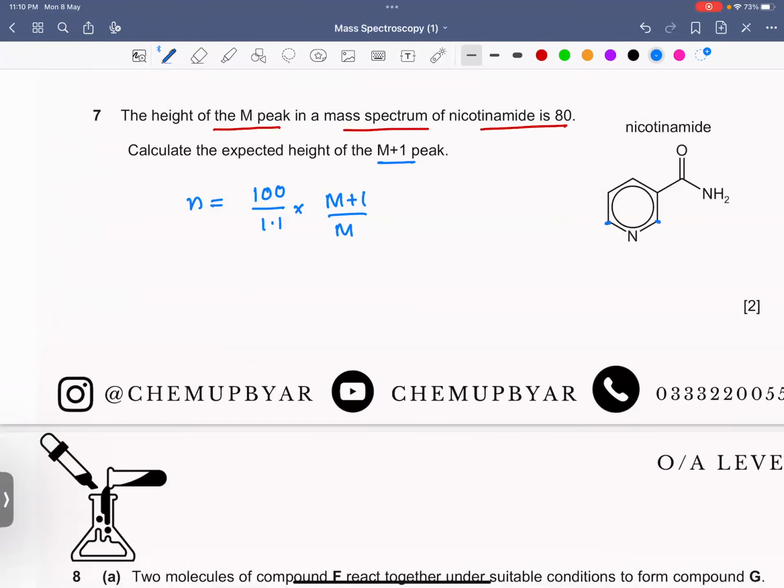Yes, what is the answer over here? 5.28. 5.28. I think this one is the correct one. Yeah, this one is the correct one.